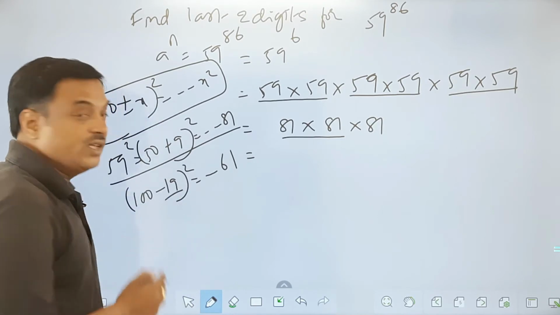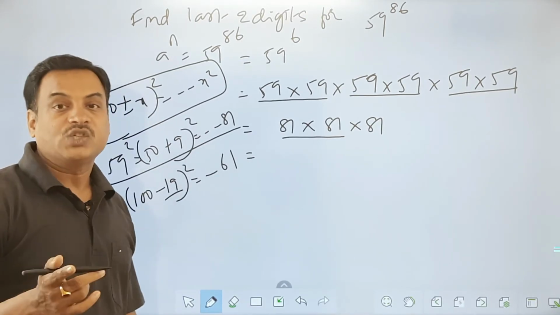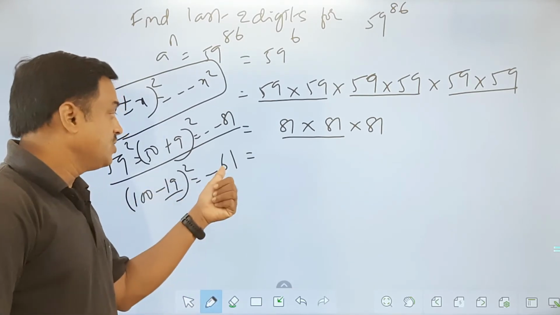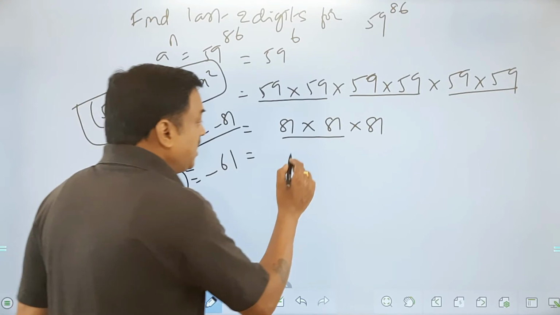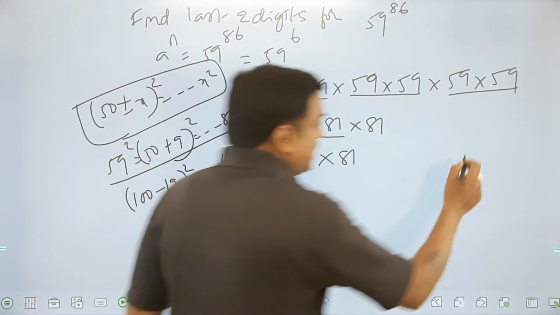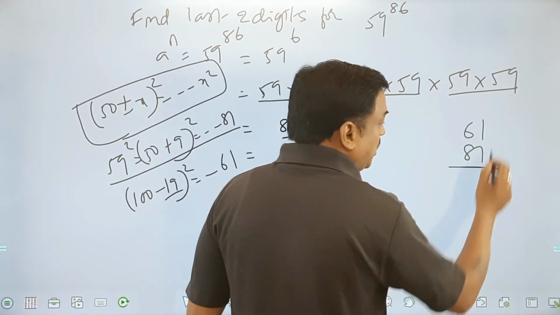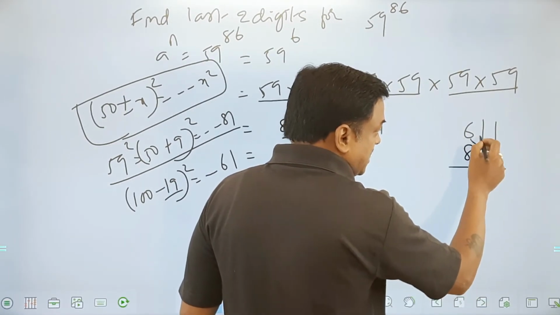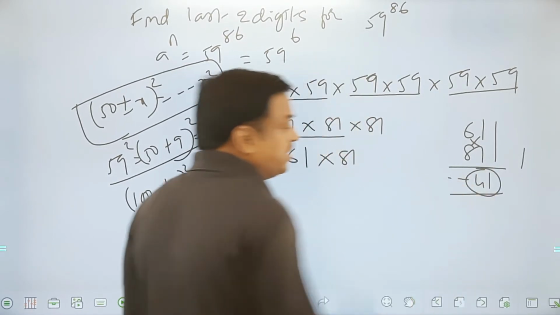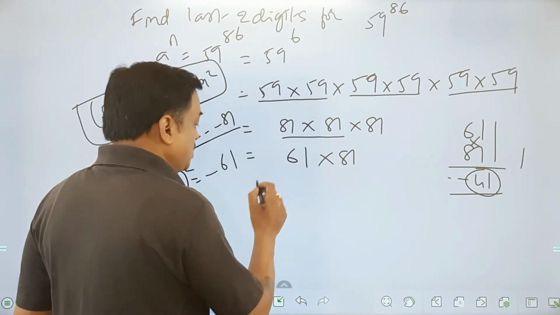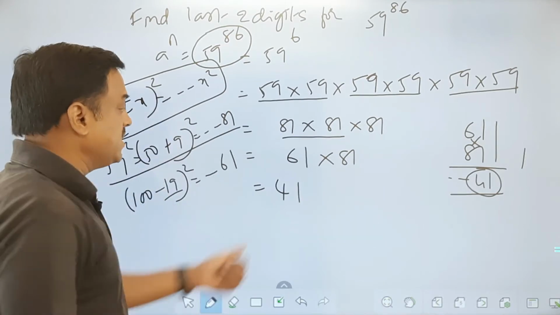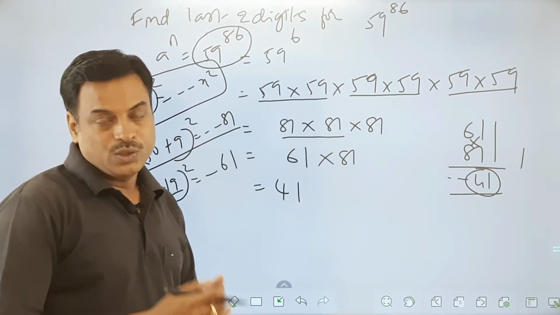Please understand, in place of x we have 19. 19 square is 361, so the last two digits only I am interested in. So 61 is going to be the last two digits. So here 61 for 81 into 81 into 81. And finally 61 into 81 if I do: 1 into 1 is 1. This is 6 plus 8, 14, 1 carry. Maybe some other digits I'll get, but the last two digits are definitely 41. So the last two digits for the given number 59 to the power of 86 is going to be 41. So you understood, right?